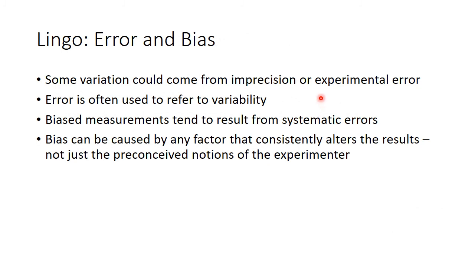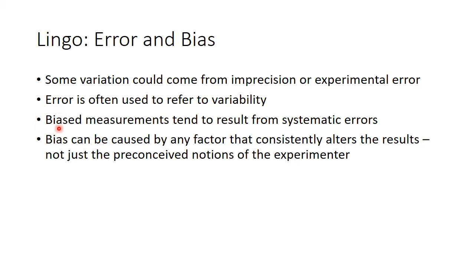So again, some variation in the data could be due to, say, experimental error. Say you're measuring something imprecisely, that's a possibility. And so error, we're going to use this term, is often used to refer to that variability in the data. It doesn't mean that the information is wrong, it just means that there's going to be some degree of impreciseness or some degree of variability in the data.